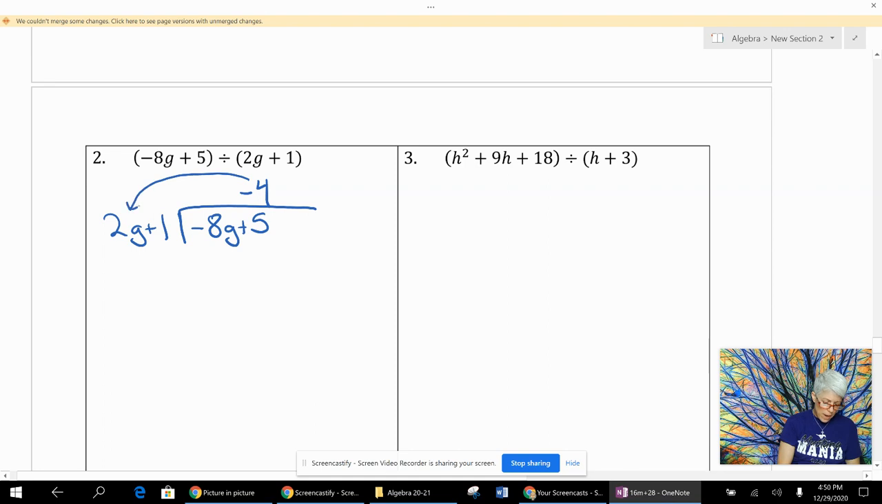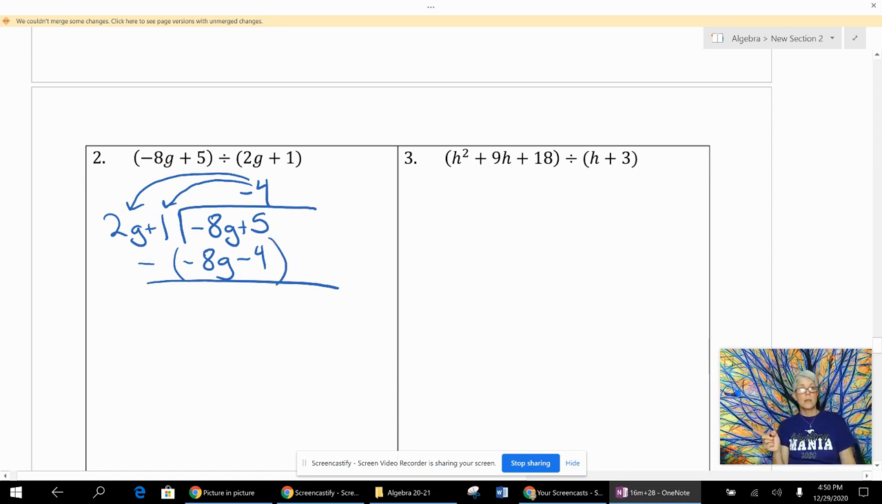All right, going back. Negative 4 times 2g is negative 8g. Negative 4 times 1 is negative 4. Ooh, this is getting fun. All right, I'm going to subtract. It changes all the signs. This becomes positive. This becomes positive. So this is now a 9. These cancel. All right, 9 is a remainder.